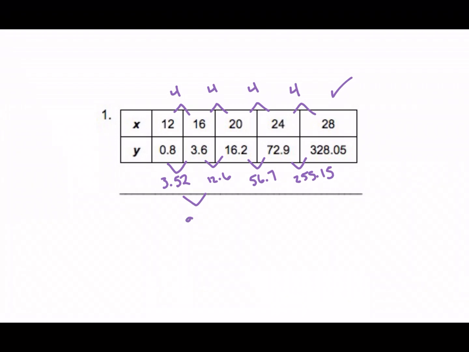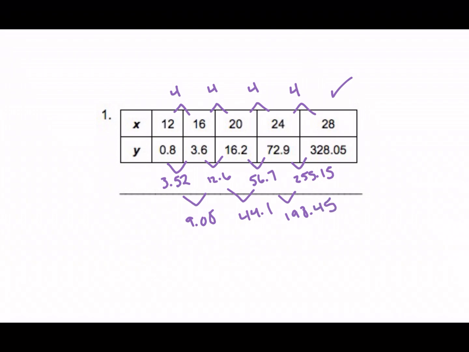That gives me 9.08. Okay, 56.7 minus 12.6. Well, that does not give me 9.08. Those are not the same. So it's not linear because the first differences aren't the same, and it's not quadratic because the second differences aren't the same. So that means the last thing we need to check is the ratio of the y values.